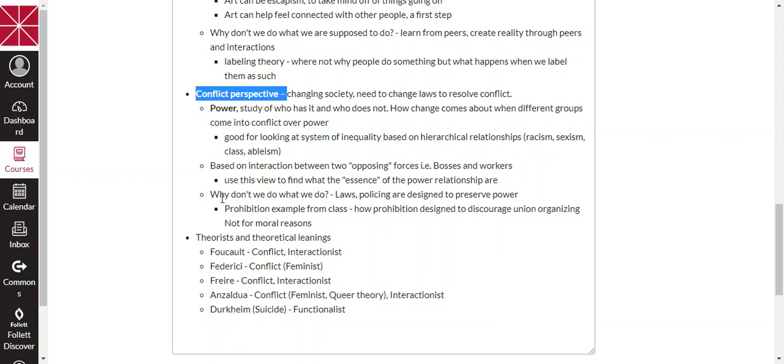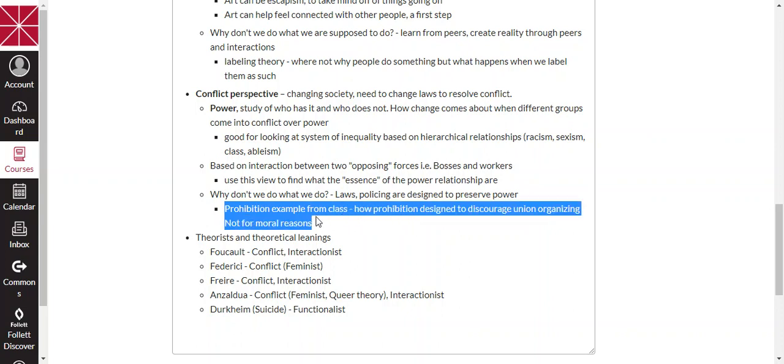Further, one of the examples that we had with this is with deviance. Laws and policing and general ideas like that are used to preserve power. From class, we might have talked about the prohibition. So for instance, how we think of the prohibition, when alcohol was made illegal in the late 20s, early 30s, was because it was a morally bad thing.